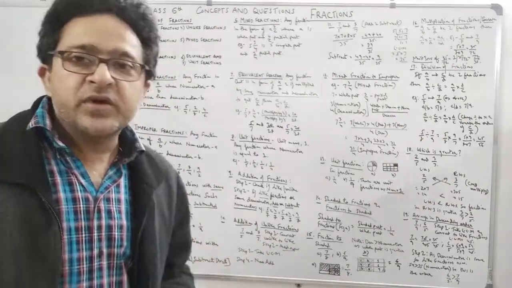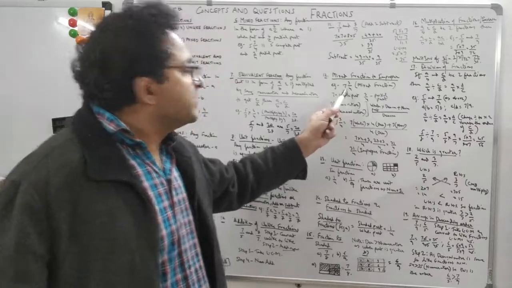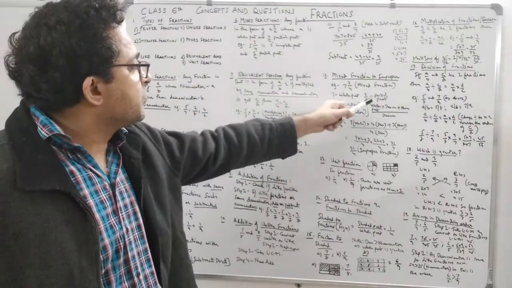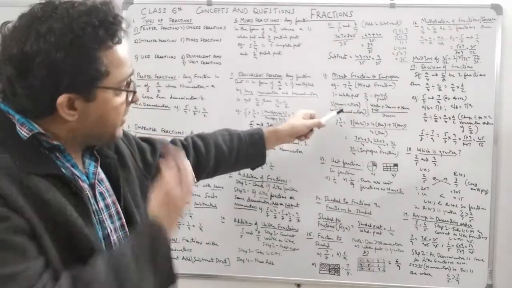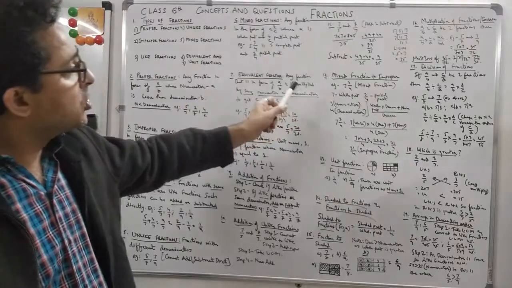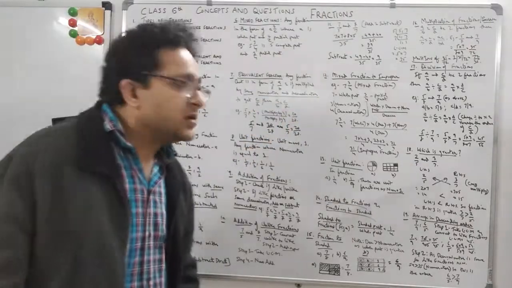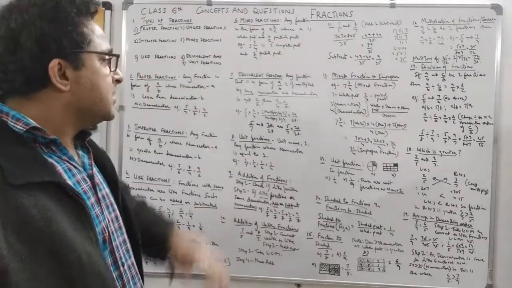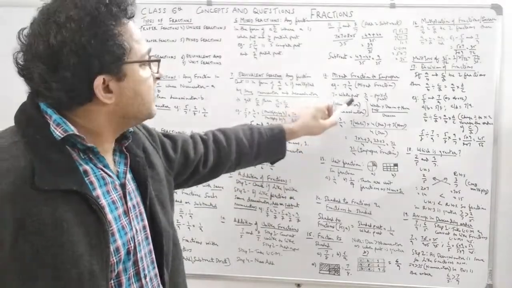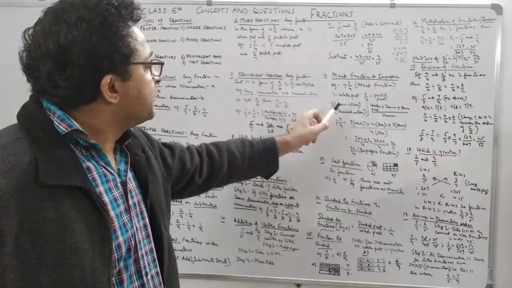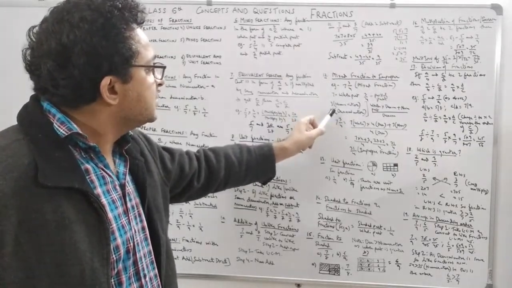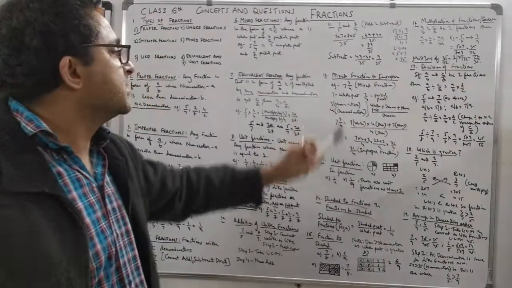Now let's see how we do it. This is a mixed fraction, whole part and a partial part. Whole part is 7 and partial part is 3 by 4. Whenever you get any fraction in the form of 7, 3 by 4, how do we convert this to an improper fraction? Let's see. Here 7 is the whole part, 3 by 4 is the partial part. In 3 by 4, 3 is the numerator and 4 is the denominator.